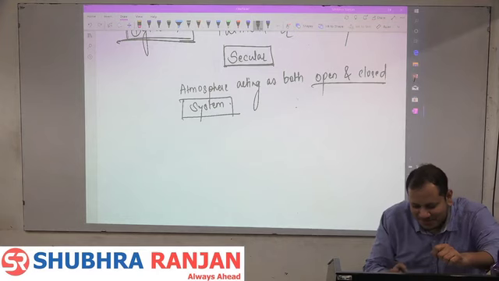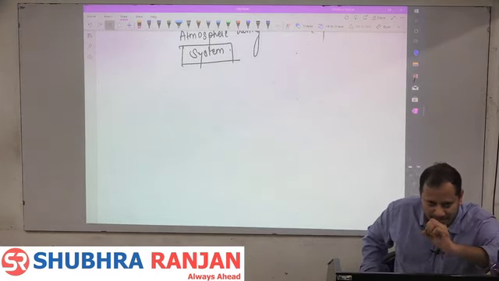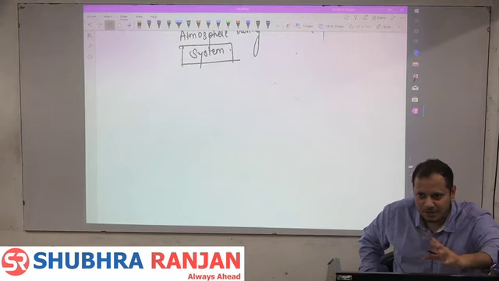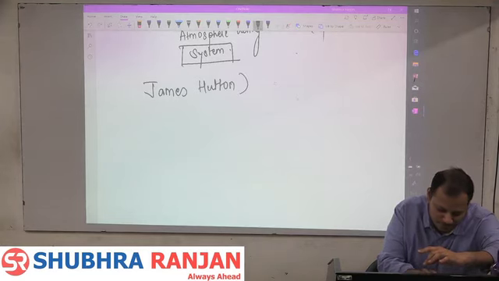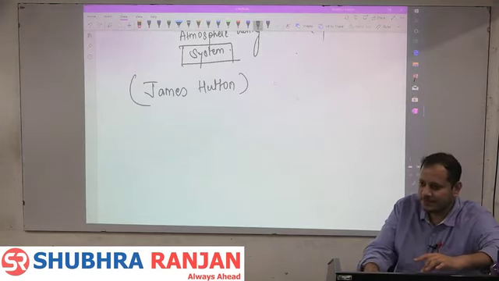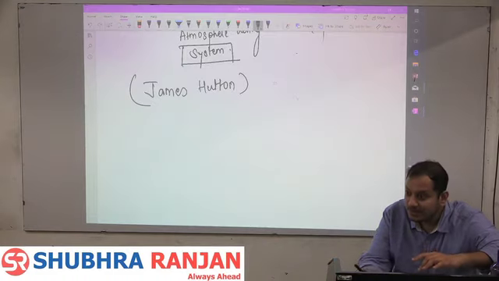So next point. As per the theory of uniformitarianism, who is the person? क्या हुआ? James Hutton.